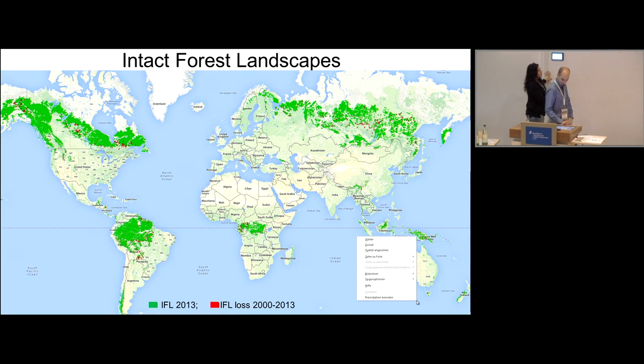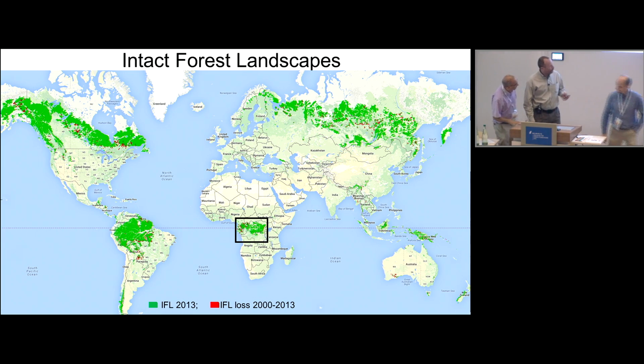But intactness is cool because it's the high conservation value forest. I was just in a meeting in Brazzaville, Congo, and some of the slides we're going to show is the Forest Stewardship Council passed a resolution that said, let's see. I don't have my glasses on. Here we go. All right.